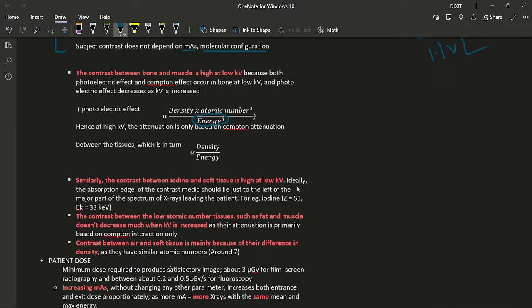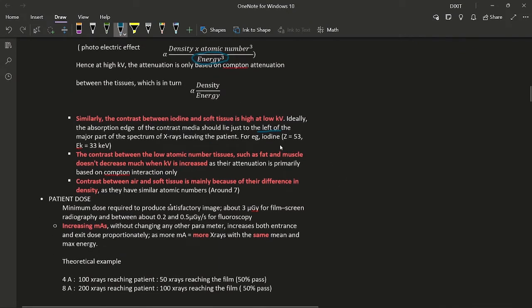Now one thing about contrast media is that the absorption rates of the contrast media should lie just to the left of the major part of the spectrum of the X-rays leaving the patient. Now they might try to trick you and change this to right and ask you the question. So just keep that in mind. Also just remember these parameters, like the atomic number of iodine is 53 and the energy of K-shell is 33. They might interchange these values and try to confuse you.